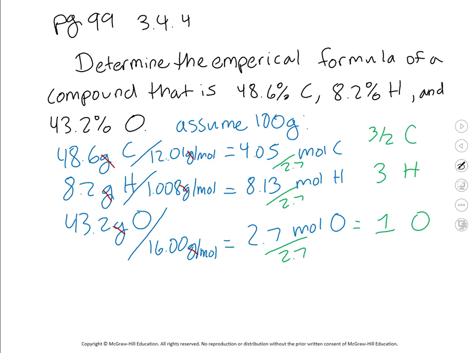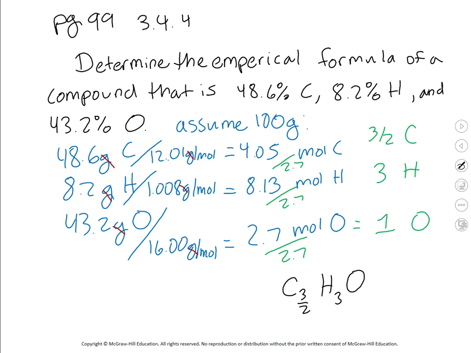Now, in this case, the hydrogen, I got 3.01. That's close enough to 3. I can just call that 3. But if it's not that close to a whole number, it's really closer to a fraction, and you have to write it as the fraction it's closer to. So if it was 0.334, you would write it as a third. 1.5, you would write as 3/2. So here's what our empirical formula looks like at this point. Carbon 3/2, hydrogen 3, and then just 1 oxygen.